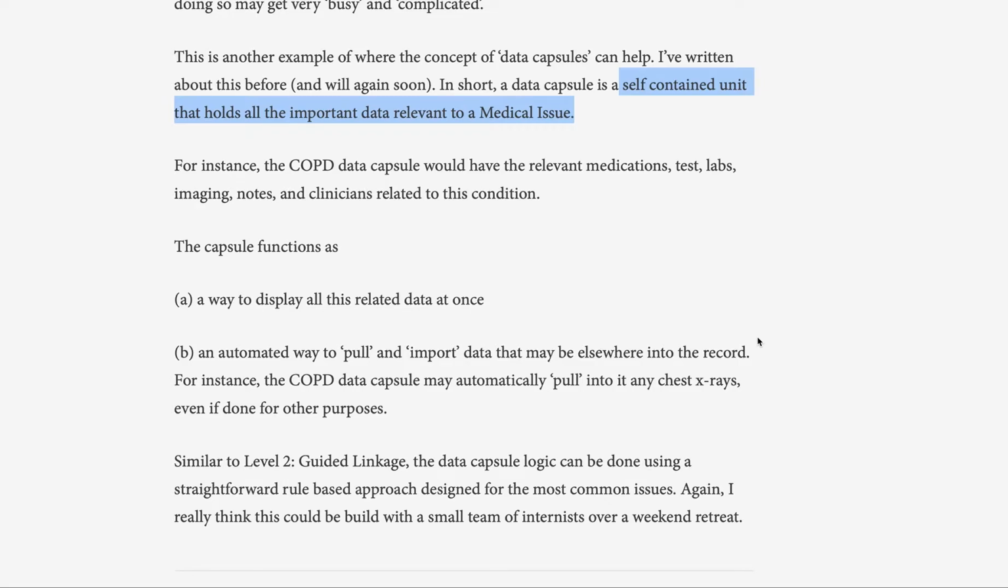And so this capsule first makes it easy to see all this data in the same place. It second creates an automated way to pull and import data that it thinks is important. For instance, the COPD capsule may automatically ask the user if it can pull in the patient's chest x-rays into this capsule because it believes those might be useful for the data within the capsule, even if those chest x-rays were done for another purpose, such as a pneumonia.